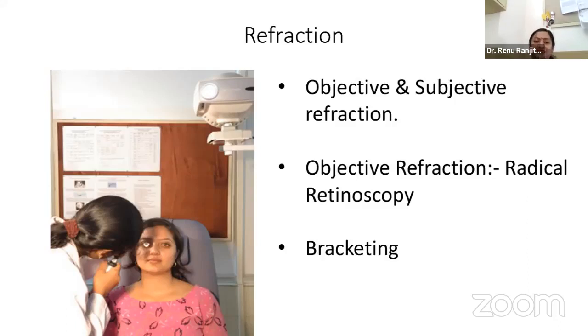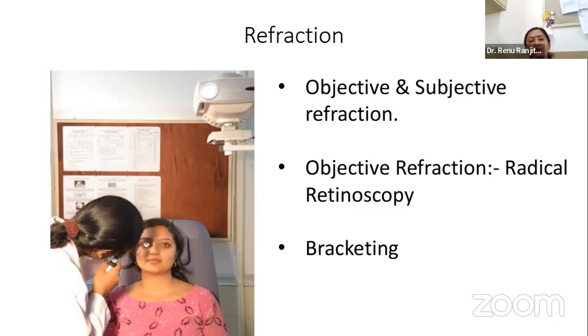And two techniques are there. One is radical retinoscopy and the other is bracketing. Radical is very simple. Don't go on the hi-fi name, what is radical. ये आपका traditional retinoscopy ही है. Okay, what you are doing, you are just going closer to the patient. That's it. Because what happens with a low vision patient, we don't have that kind of field of view. The reflex is a bit dull. तो हमारे पास proper reflex नहीं होता है.